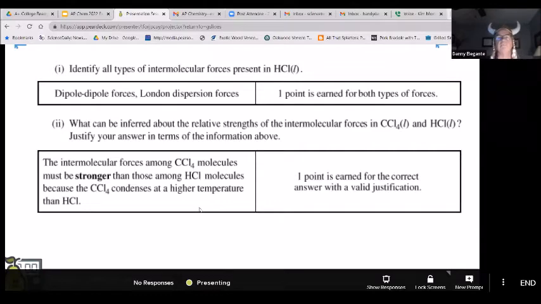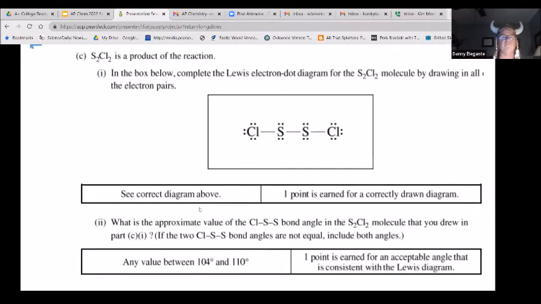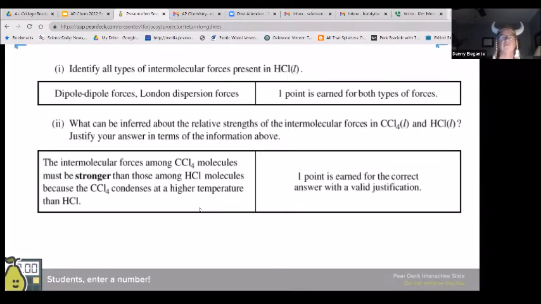All right. Then the last part: identify all the types of intermolecular forces. If you said dipole-dipole and London dispersion, then you got a point. But it could only be those 2. So if you wrote H bonds, you can't have H bonds without F, O, or N, so you wouldn't earn that point. But realize that's 1 point out of 10. So maybe right before the exam, you go back and review your intermolecular forces.